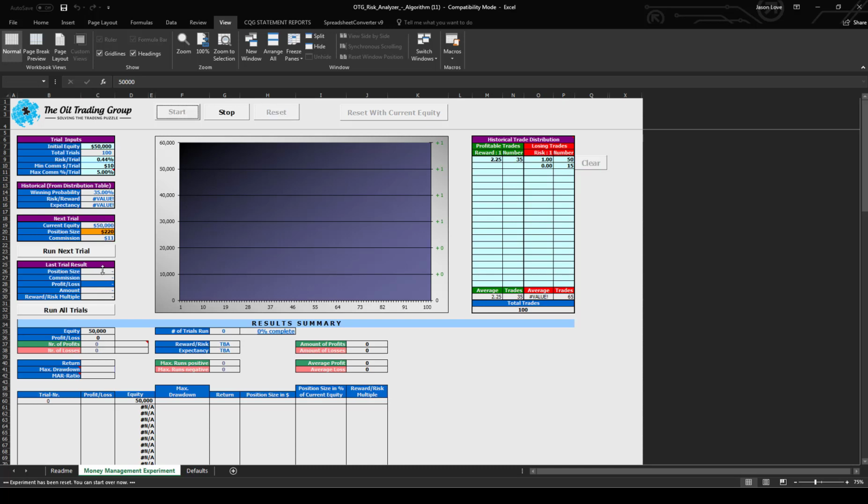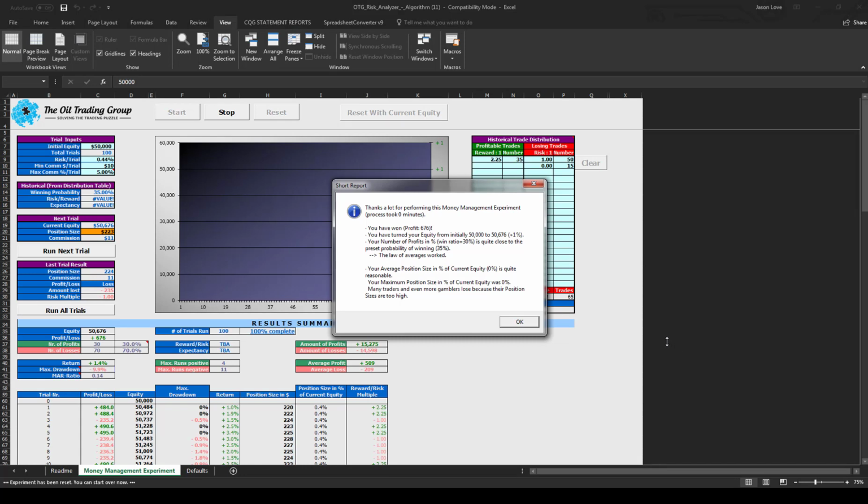We'll hit start, and we're going to run all trials here. And your win percentage is 35%, and your profit was $676. That is right in line with winning your 2-to-1 risk reward at that level, right? So if you think back, $781 at 62% is what we did earlier when you were at that 0.53. Now you're at 676 with a 2.25 to 1.